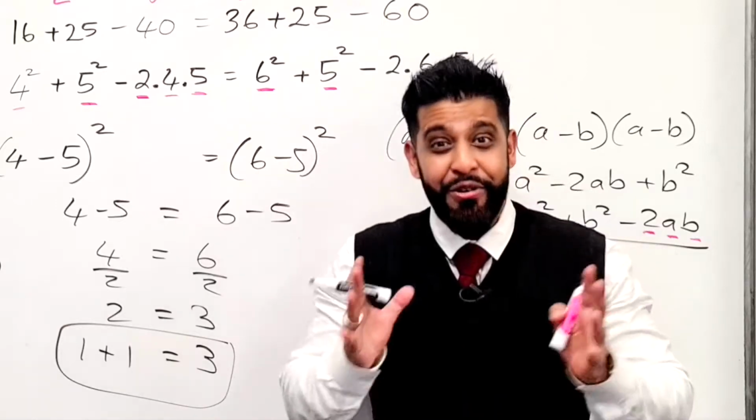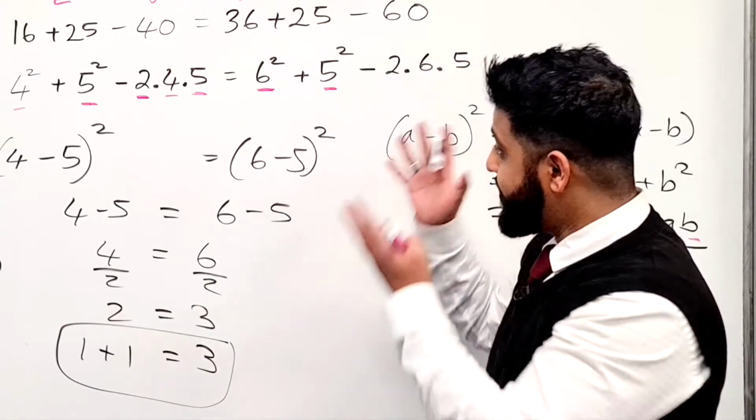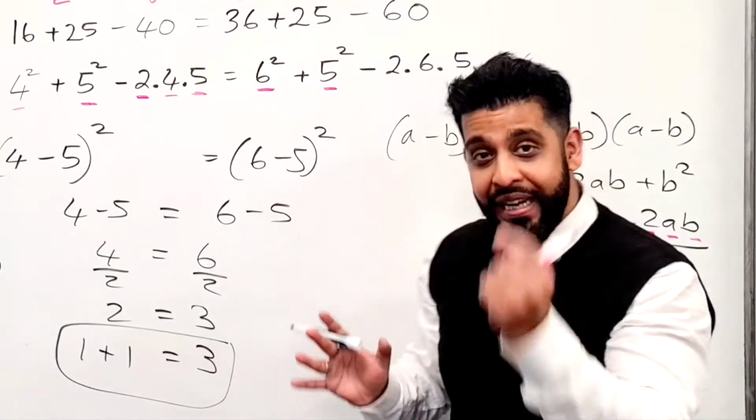Now, it's another crazy one. 1 plus 1 is equal to 3. How? I've done something wrong. There is clearly something wrong here. Find where the mistake is.